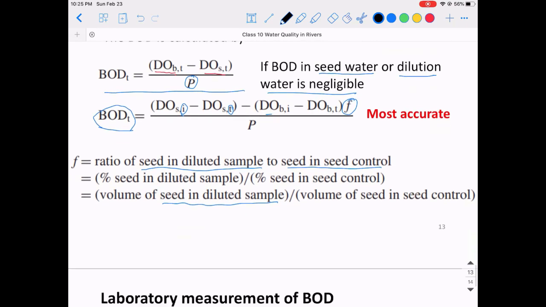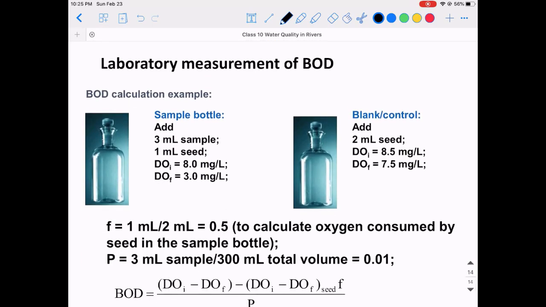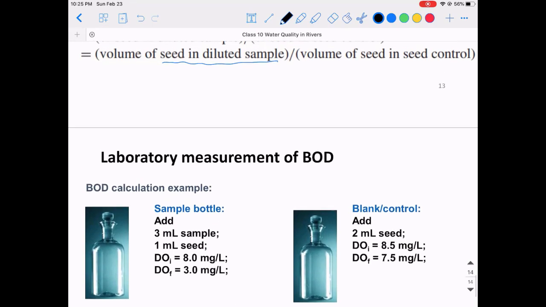So this equation looks quite complex, but we can use a simple example to show how we can calculate this BOD at any time, okay? So let's say that we have two bottles. We have the sample bottle, which is the experimental group, and we have the blank or the control group here, okay? So for the sample group, it is a 300 milliliter bottle. It has 3 milliliter of the sample, 1 milliliter of the seed, and at the initial time, the dissolved oxygen is 8. At the final time, the dissolved oxygen is 3 milligram per liter.